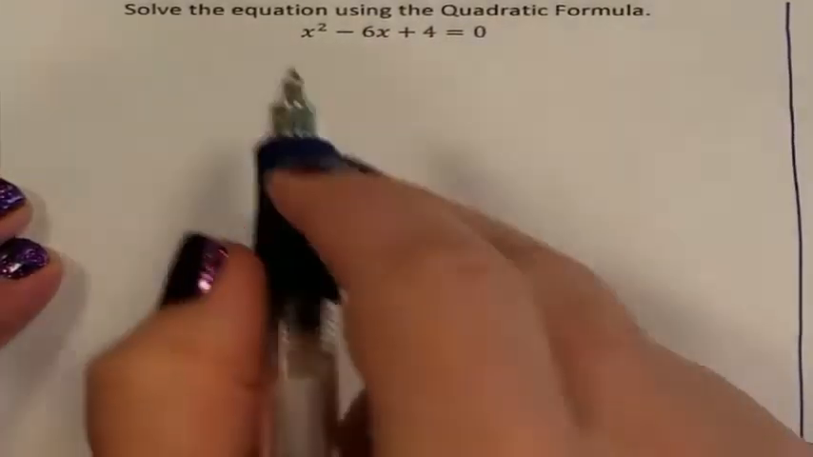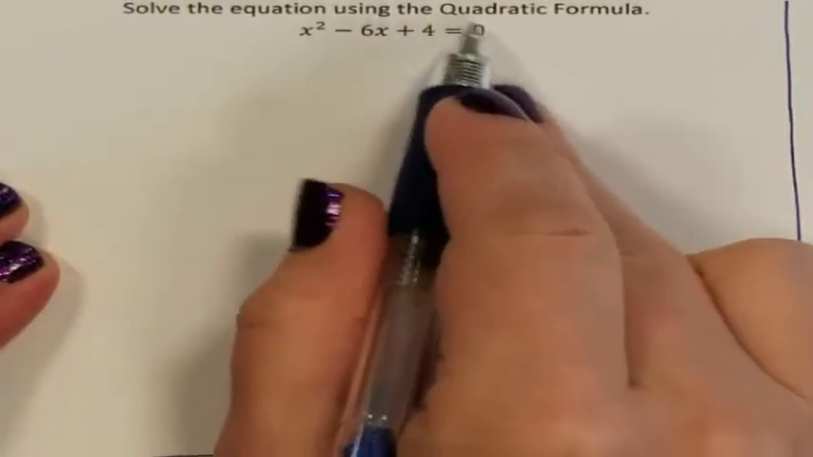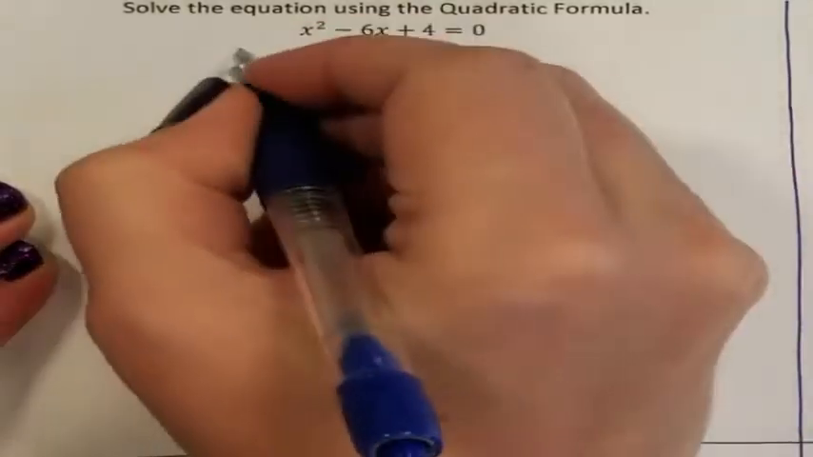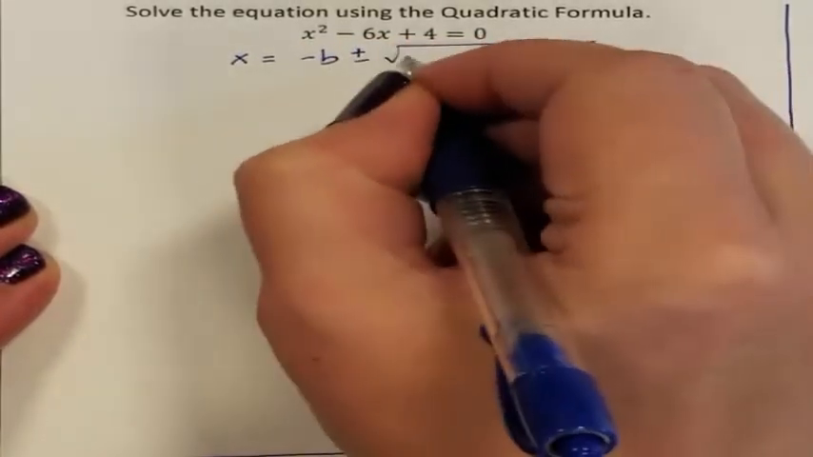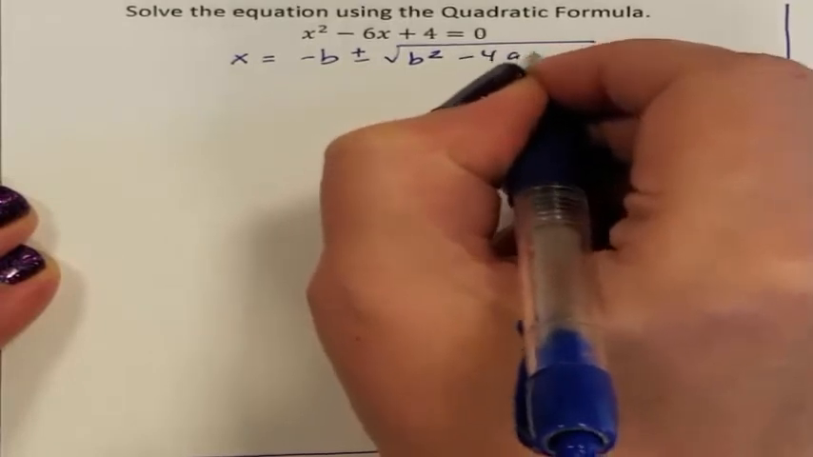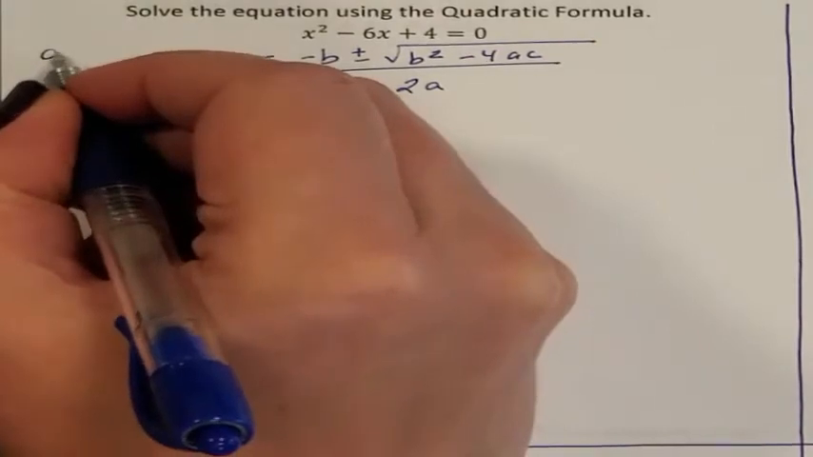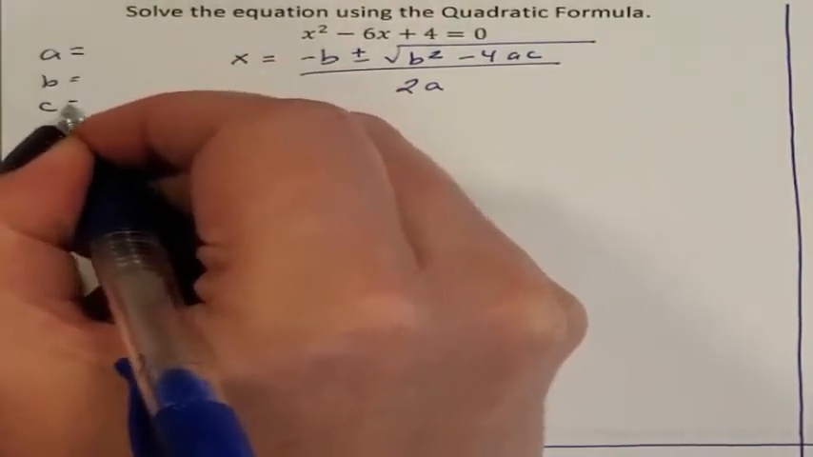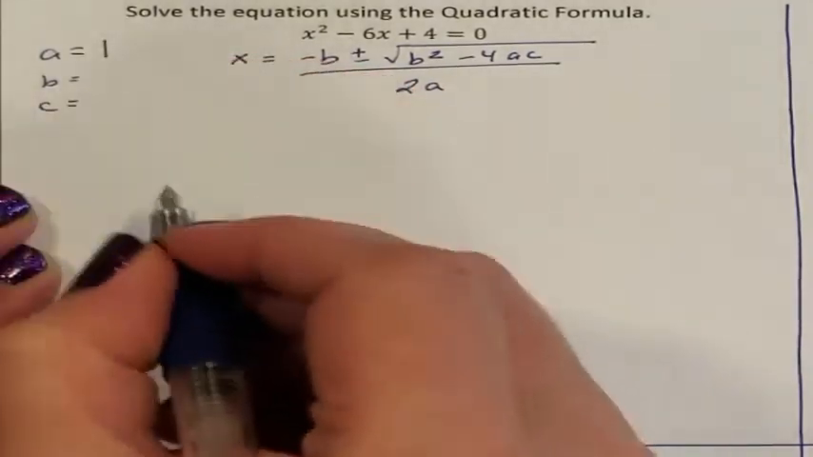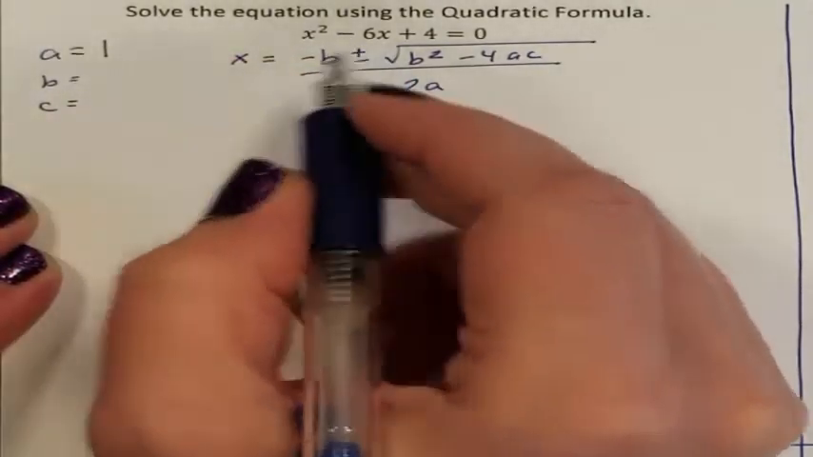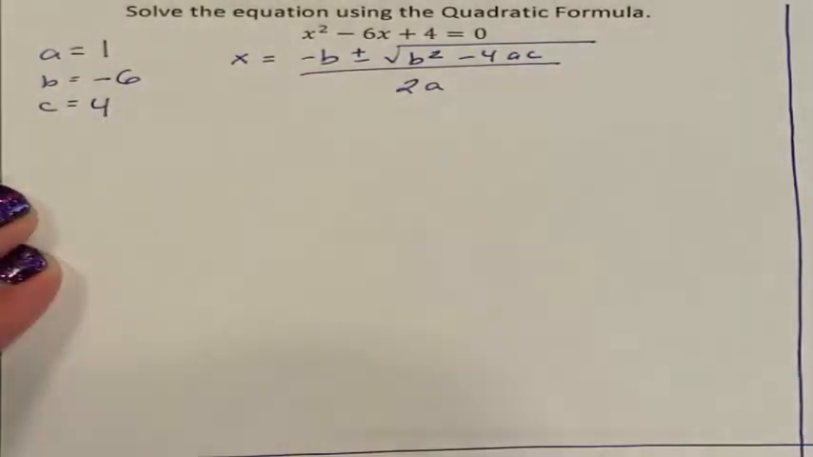Let's do another practice problem. We need to solve the equation using the quadratic formula. Our problem already equals 0, so it's set up correctly to be able to use x equals the opposite of b plus or minus the square root of b squared minus 4ac all over 2a. I need to identify my a, my b, and my c so I can plug it in appropriately. A is the value in front of x squared, it's 1. B is the value in front of x, it's a negative 6. C is the value with no x variable, it's a 4.